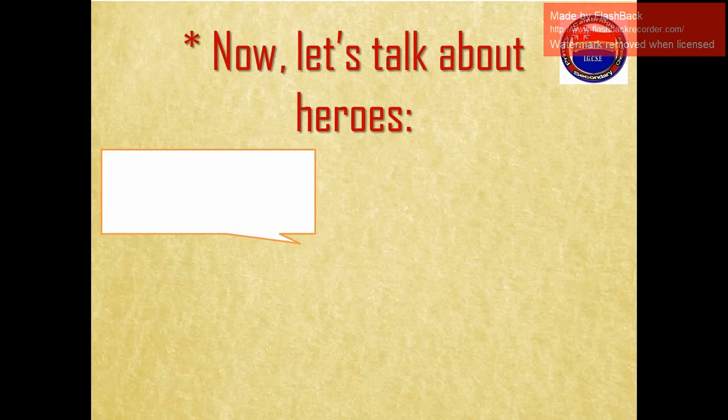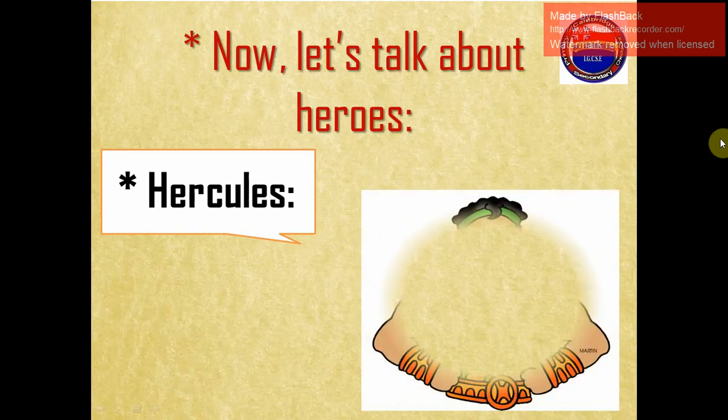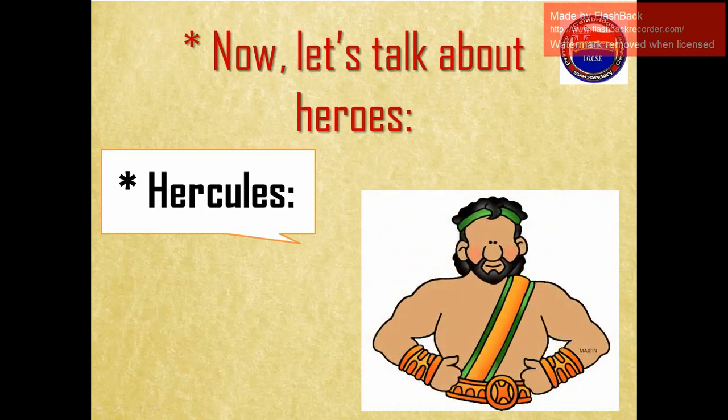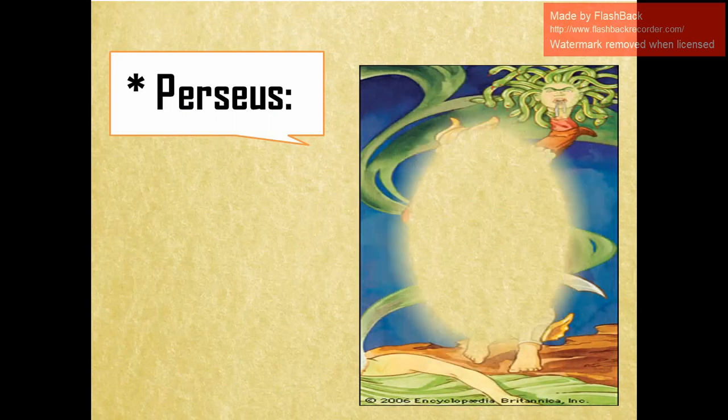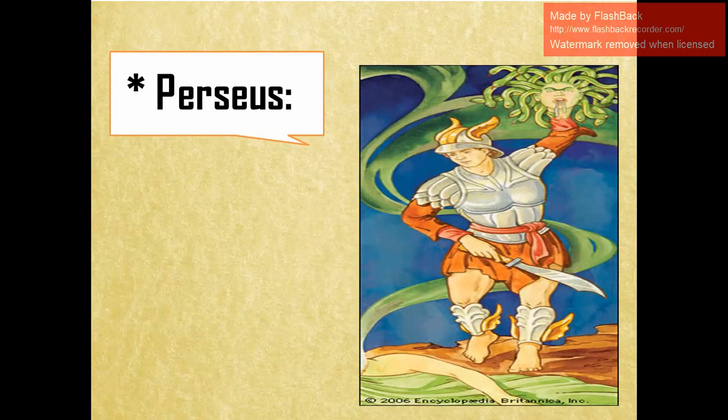And now let's talk about some of the heroes found in Greek mythology. The first one is Hercules. Hercules was half man and half god. His mother was a mortal, but his father was the king of all gods, Zeus. Hercules did not know that he was a demigod until he had grown into a man. Another hero in Greek mythology was Perseus, who cut off the head of Medusa.